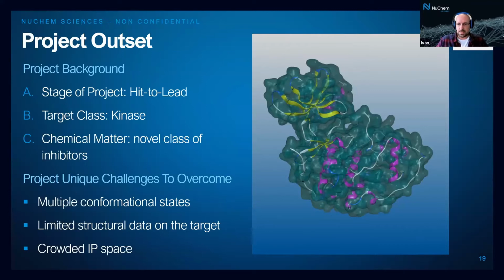In the case study I'm going to present today, our client approached us with a program at the second stage, hit to lead. Specifically, the main goal of the project is the expansion of initial promising chemical structures identified by our medicinal chemistry team into one or more novel classes of inhibitors for the target protein, in this case, a kinase. As in many other cases, this project was characterized by specific challenges associated with the complexity of the target that can exist in multiple conformational states, and the limited and almost non-existing structural information on this specific kinase target.